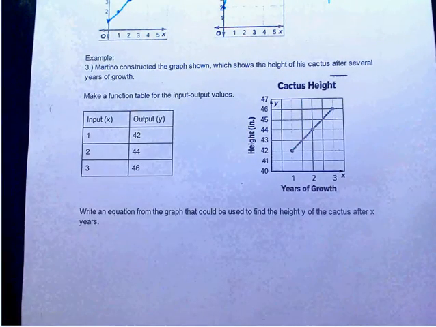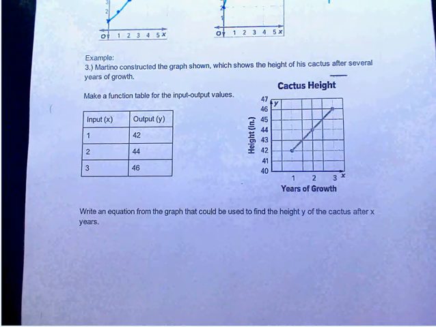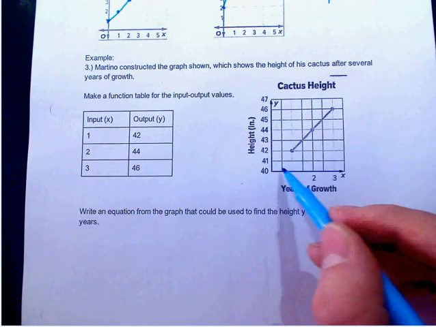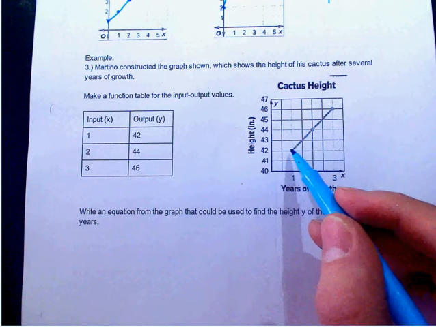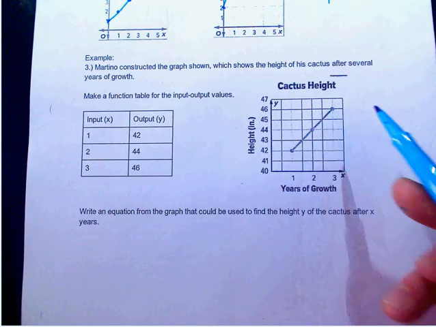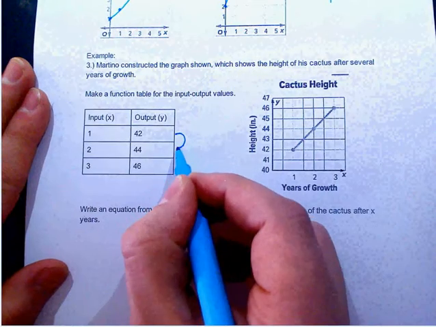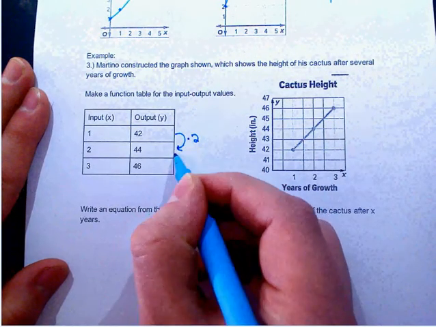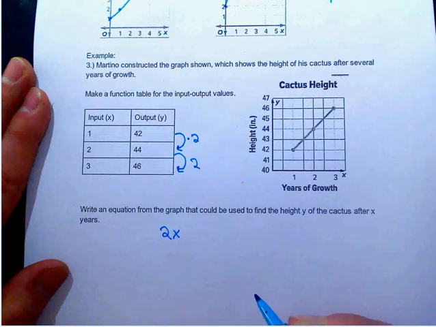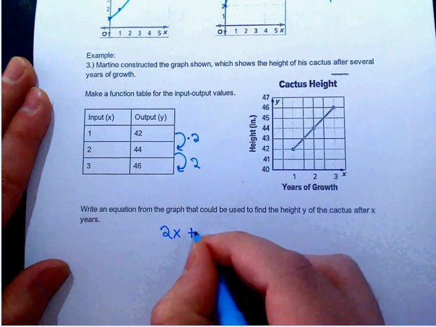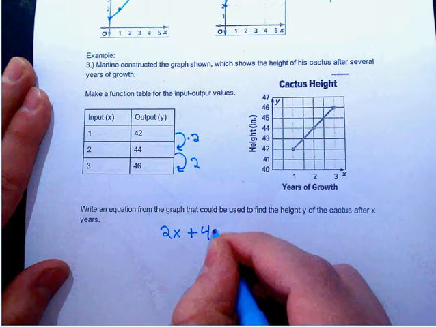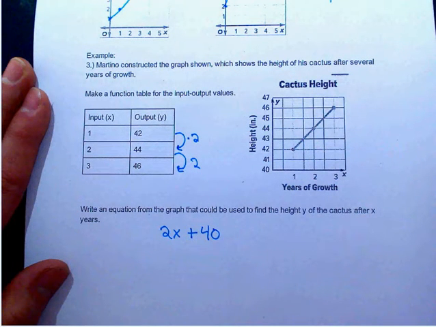Martino constructed the graph shown, which shows the height of his cactus after several years of growth. Make a function table for the input-output values. If we take a look, x is 1, y is 42; x is 2, y is 44; x is 3, y is 46. So as we talked about yesterday, the growth between these is always 2. So part of our equation is 2 times x, plus the difference. 2 times 1 is 2. The difference is 40, so I have 2x plus 40.